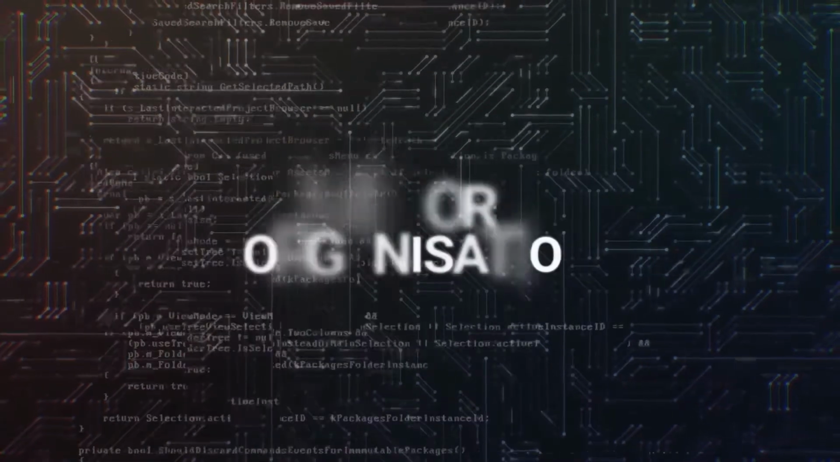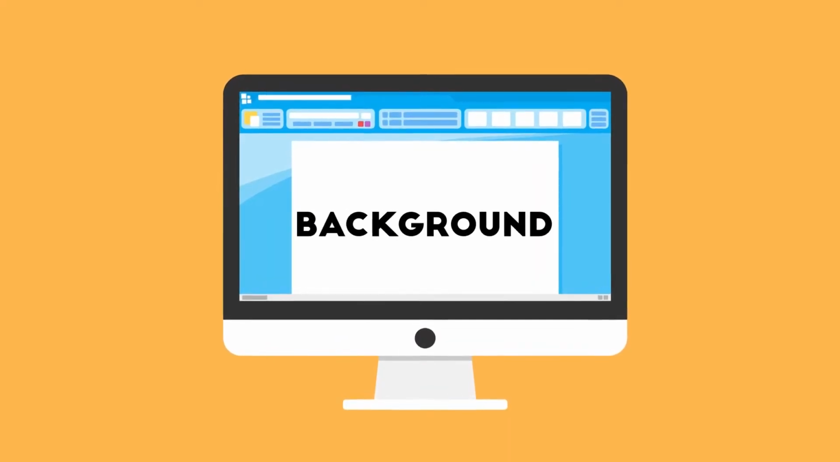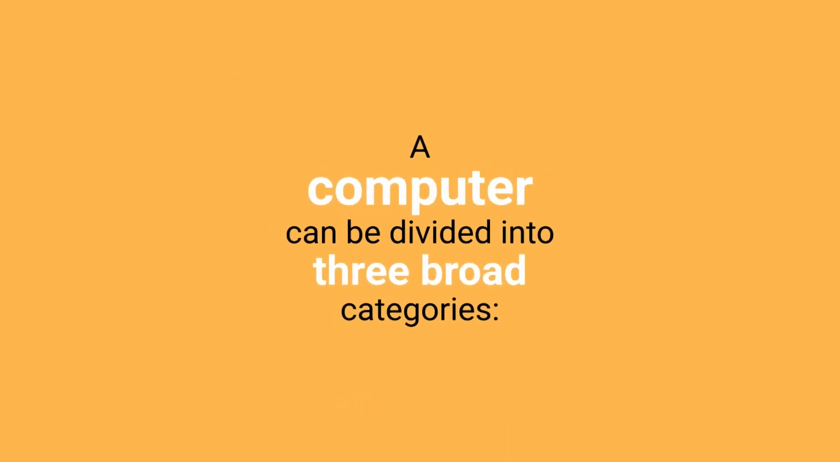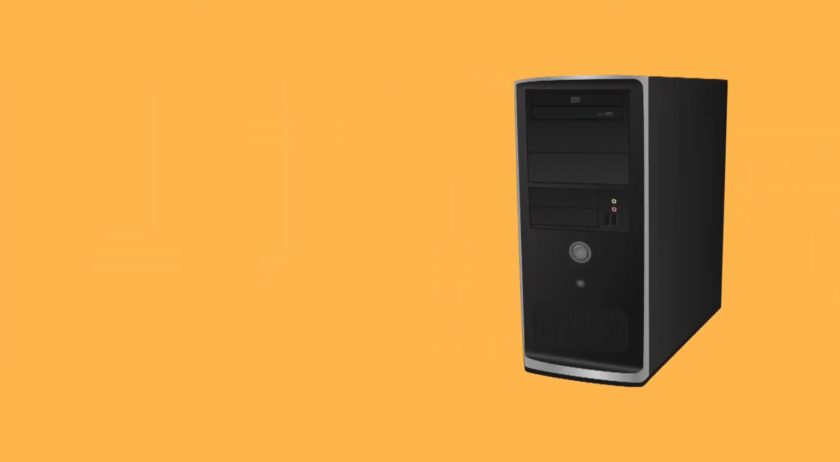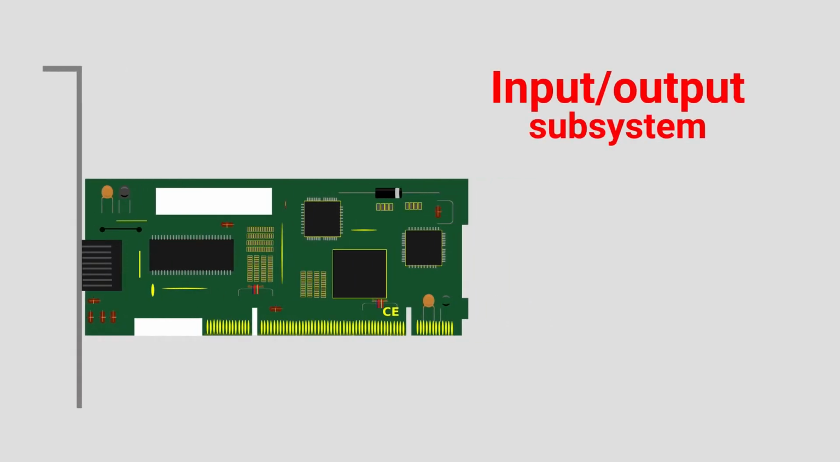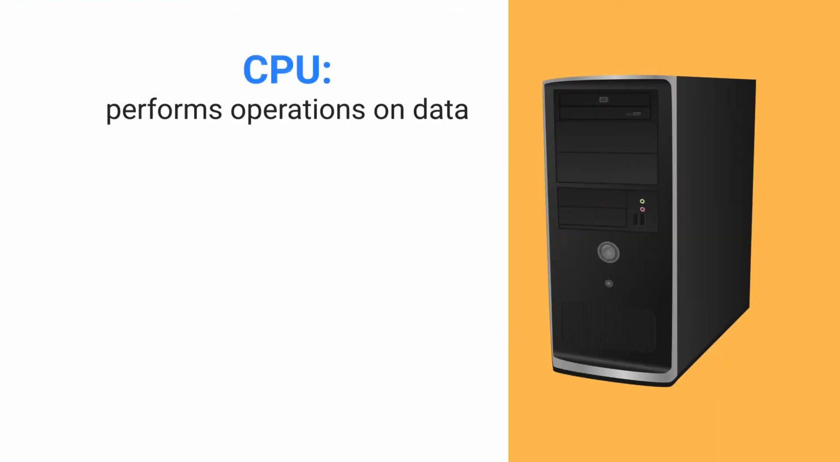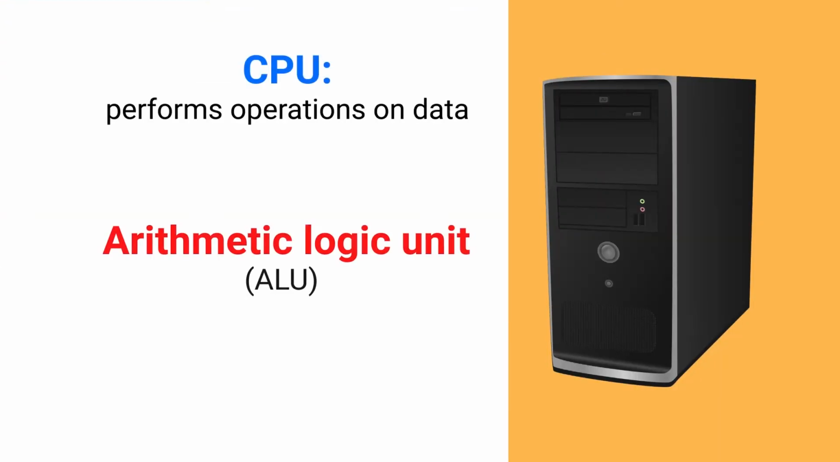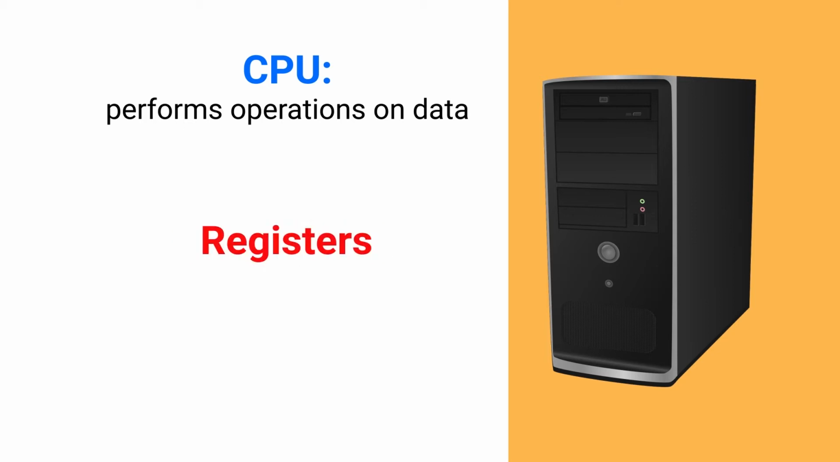Today's topic is memory organization. We have already discussed in the previous unit the basic components of the computer. The computer is broadly divided into three categories: one, CPU; second, main memory; and third, input-output subsystems. As we know, the CPU controls all the operations taken care of by the system, and to perform those operations, it makes use of the ALU, CU, and registers.